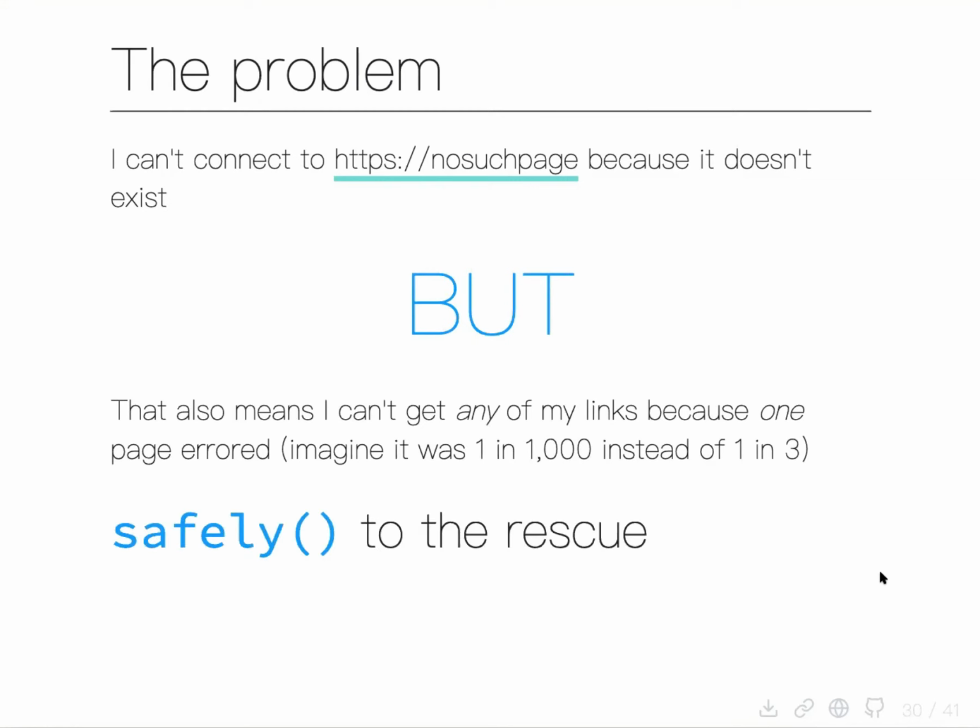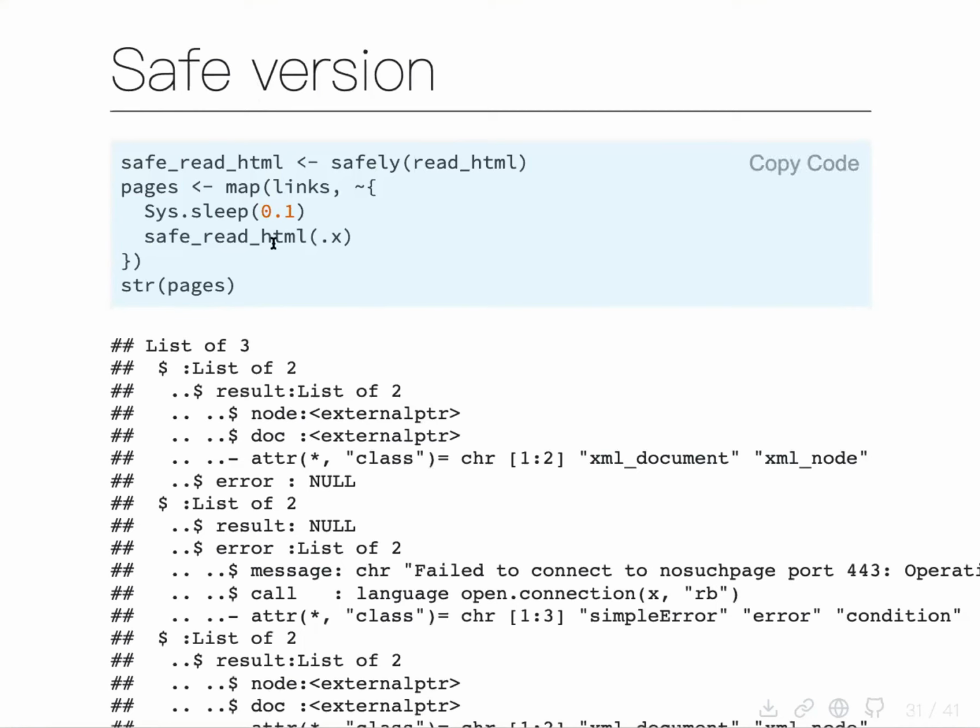So instead, I can use safely. What I would do here is say safe_read_html, safely for read_html. And then this is the exact same code, but now I'm saying safe_read_html .x instead. And you can see I have a list of 3. Each of them is a list of 2. So this one has a result. This one has null for the result, and this is the error, failed to connect to no such page. And then this one has a result.